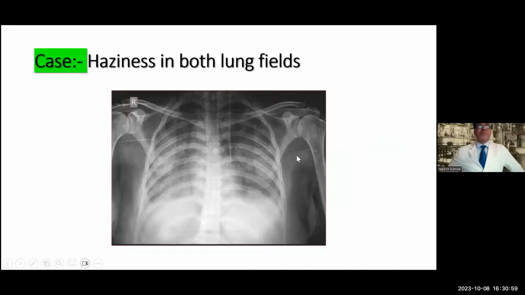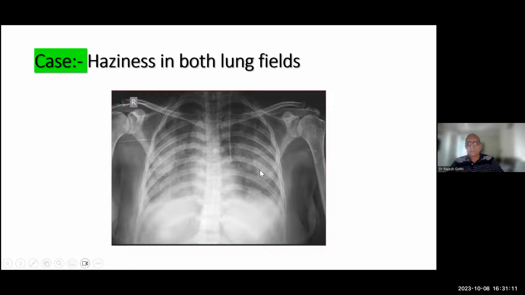Okay. Another case now, there is haziness in both lung fields. The diaphragms are indistinct. Why are the diaphragms indistinct? Because this patient is unable to hold his breath. It's not a bad X-ray. It's just that the patient is not able to hold his breath because of the severe involvement of both lung fields. So there's no point in blaming anybody for it. That is what the patient is suffering from.